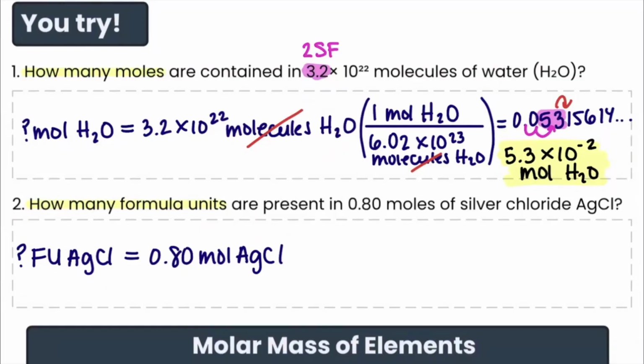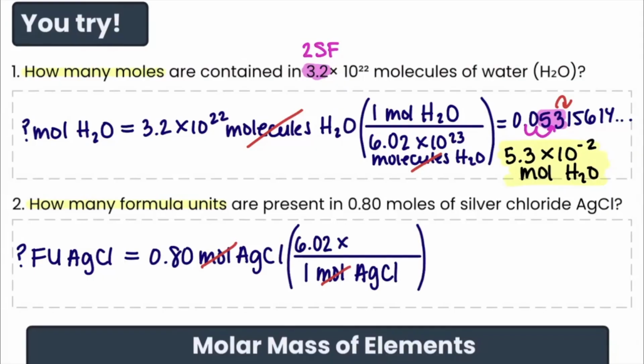Remember, formula units are reserved for ionic compounds, so between a metal and a nonmetal. So if we're starting with a mole and we want to get to formula units, we're still going to use Avogadro's number. But when we set up our fraction here, you put the 1 mole of AgCl at the bottom. Why? Because we want to cancel out our moles. And at the top, we place Avogadro's number. So just bear that in mind that depending on what you're being given in the problem, that's going to dictate the units that you place either in the numerator or in the denominator.